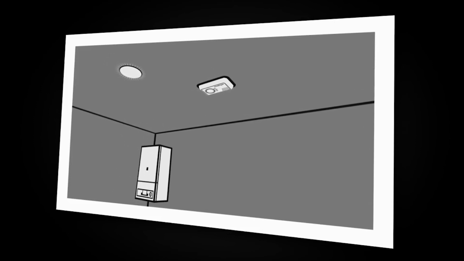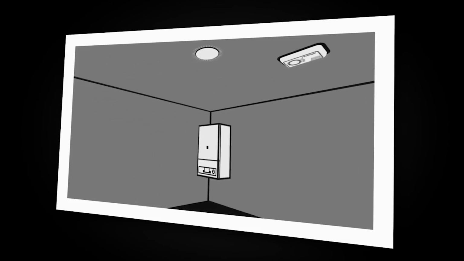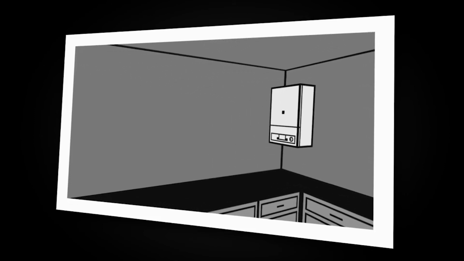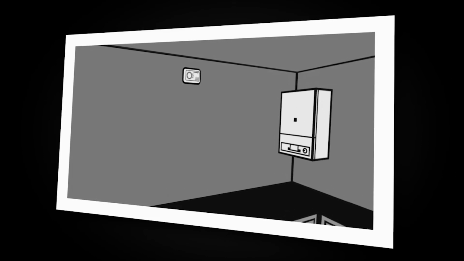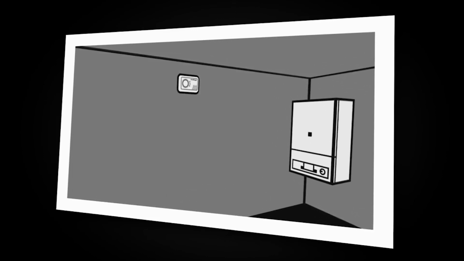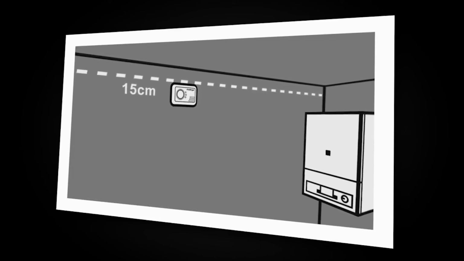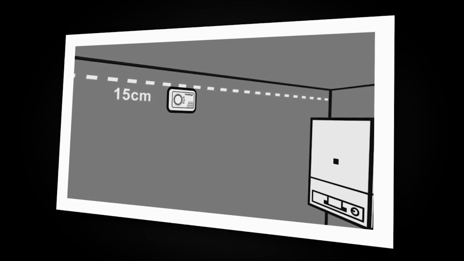If you decide to install the alarm on a wall, never position it next to a door, window or vent. You should install the alarm at a height that is above the level of any doors, windows or vents in the room, but make sure it is at least 15 centimetres away from the ceiling.